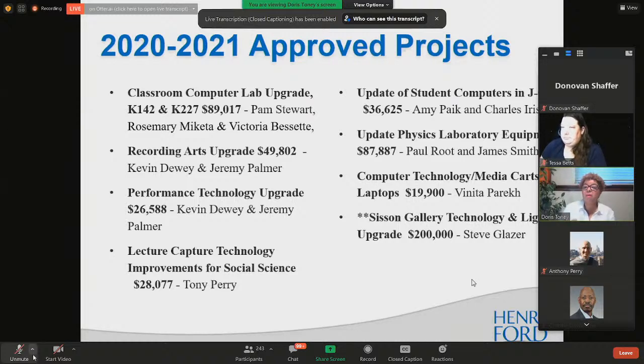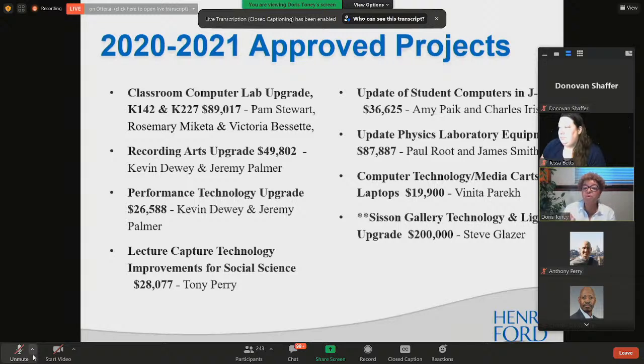Also during the pandemic, we had a proposal. Now some of this is still in process, of course. A proposal that was approved by the TIC, Technology Investment Committee, for update of student computers in one of the J labs in the science building for $36,600. Project leaders Amy Pake and Charles Irish. Moving on again with another update of the physics laboratory equipment, led by Paul Root and James Smith for $87,800. Then moving on to the speech department, Vanita Parikh, my colleague, came before us and requested support for computer technology and media carts in the amount of $19,900.